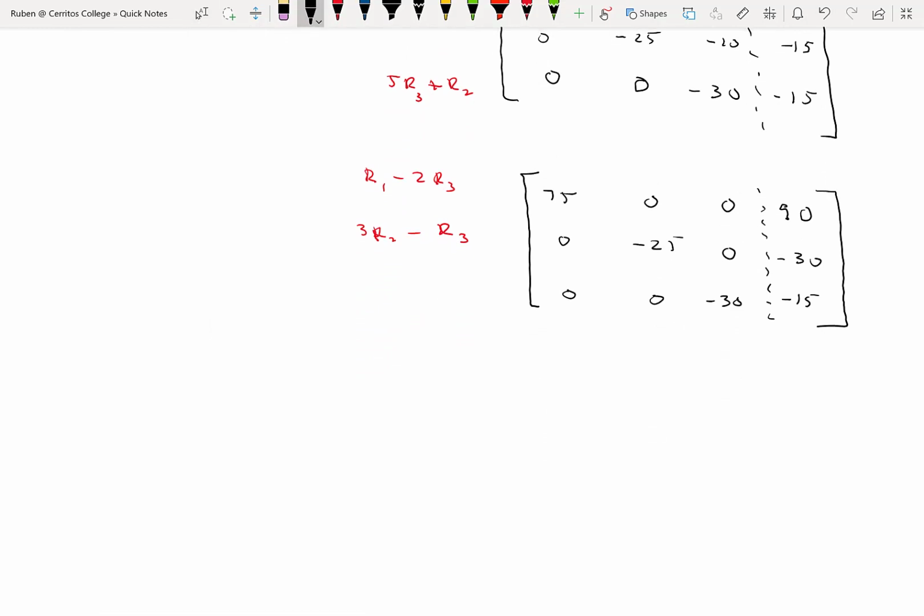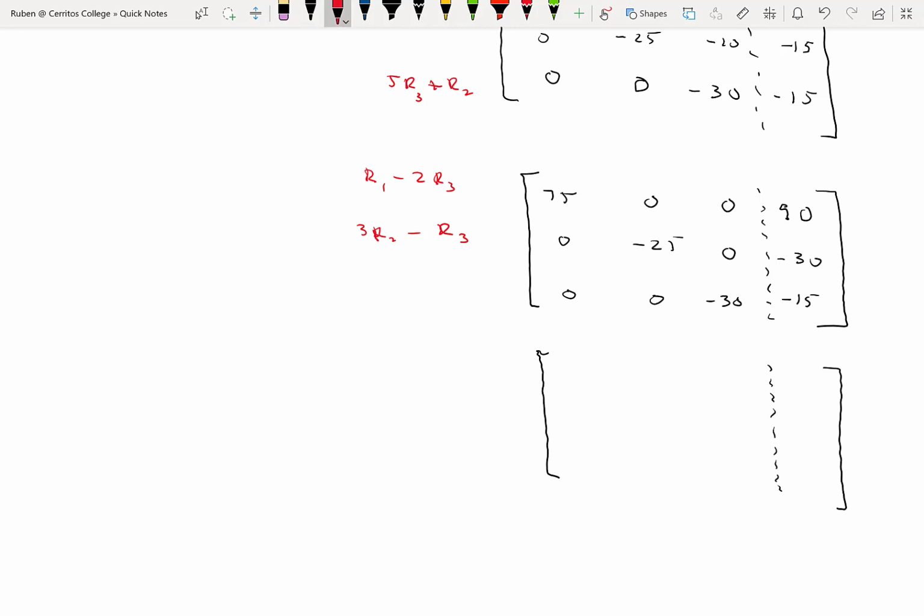Finally, I want the coefficients of x, y, and z to be 1. Can't always do it. Okay, we'll see that real soon. We can't always do it, but here we can. This is the same system as we did earlier.